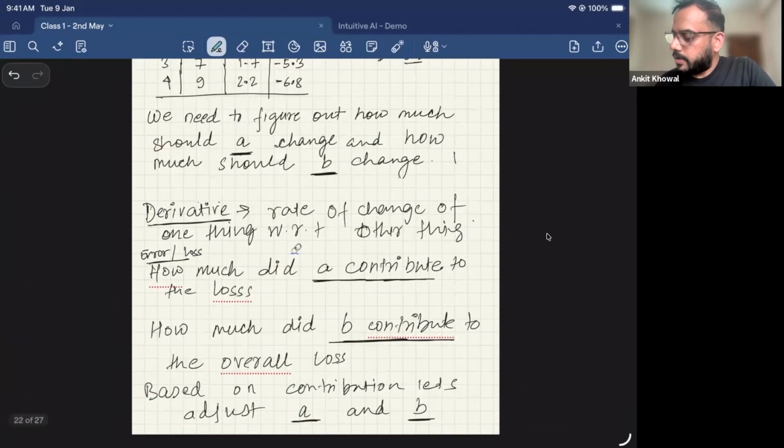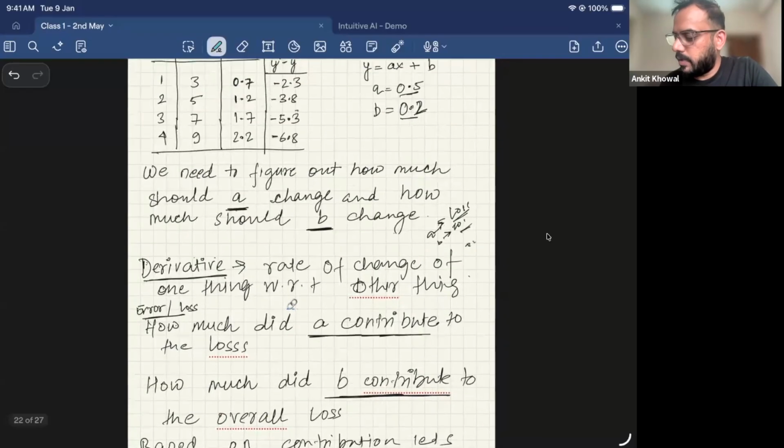Because there is a loss, we want to figure out how much A contributed to the overall loss and how much B contributed to the overall loss. If I have some information around that, I will adjust A and B accordingly. I will take a pause over here and see if there are any questions, because this is one difficult thing to understand.